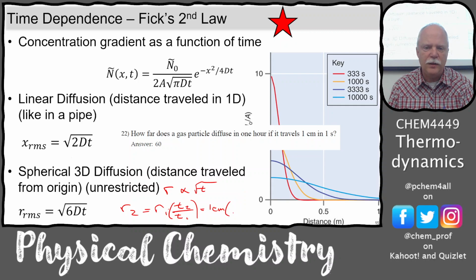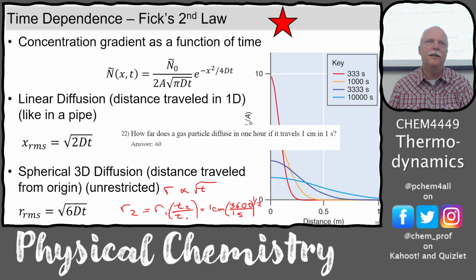So we had 1 second, 1 centimeter, 1 second. Okay. And so how many seconds is in an hour? Yeah, 3,600, 60 times 60. If it's 60 times 60, then the square root of that is just 60. Okay, and so that's going to end up being 60 centimeters.